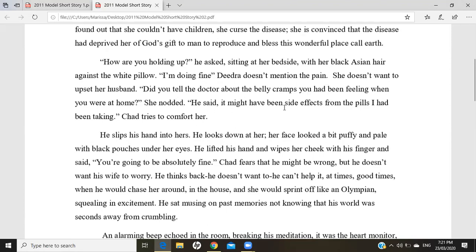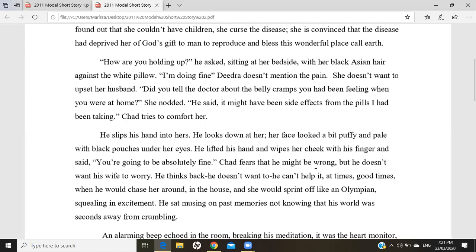He said it might have been side effects from the pills I had been taking. Chad tries to comfort her. He slips his hand into hers. He looks down at her. Her face looked a bit puffy and pale, with black pouches under her eyes. He lifted his hand and wipes her cheek with his finger and said, "You're going to be absolutely fine."